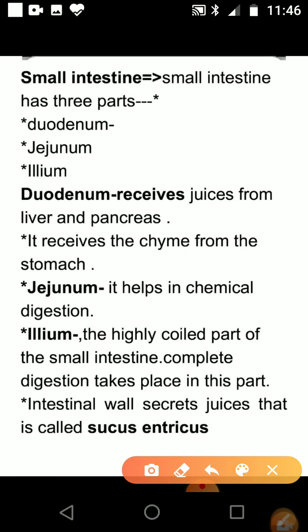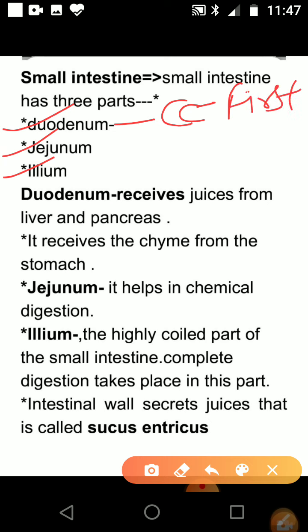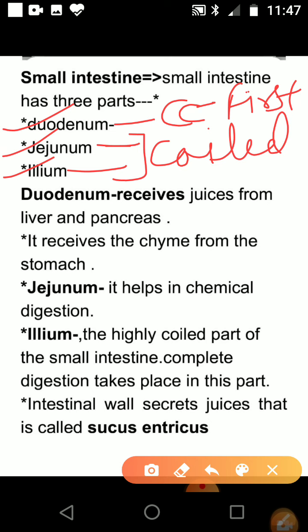The small intestine has three parts. Just now I told you: the duodenum, jejunum and ileum. The duodenum is just a bend part, nothing else, and it is the very first part of the small intestine. Jejunum and ileum are both highly coiled parts of the small intestine. So what is the function of the duodenum? It receives juices from the liver and pancreas.